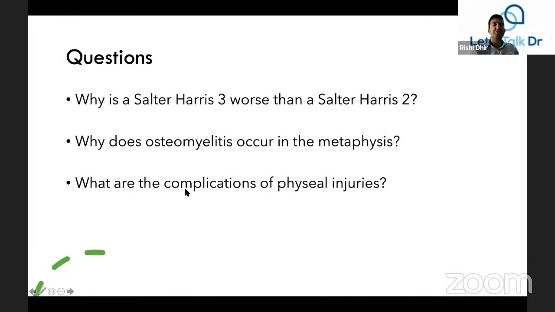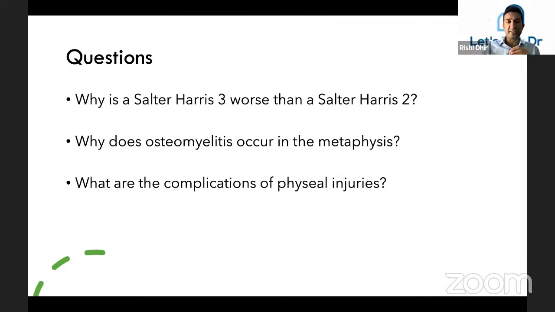So the other question they may ask you in the exam is, and we've kind of touched on that one, why does osteomyelitis occur in the metaphysis? Well, it's because you have these tortuous vascular loops, these hairpin loops. So you get relatively sluggish blood flow, stasis, and bacteria can be deposited out of solution.